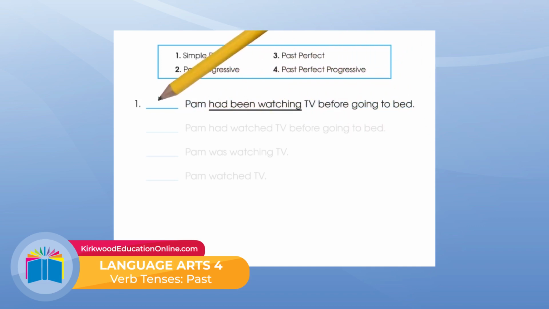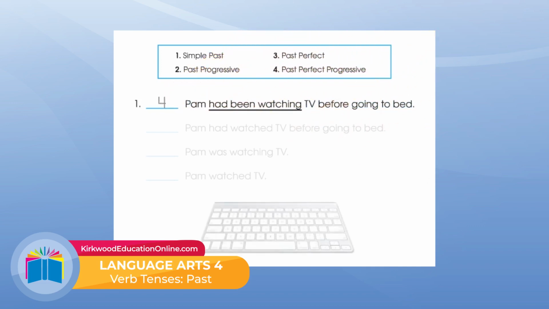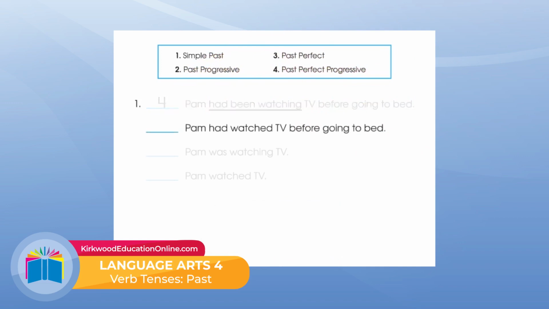Number 4 is written on the line, just like I'm doing. And then type it on your computer. Look at the next sentence. Pam had watched TV before going to bed. What is it? Simple past, past progressive, past perfect? Which one?